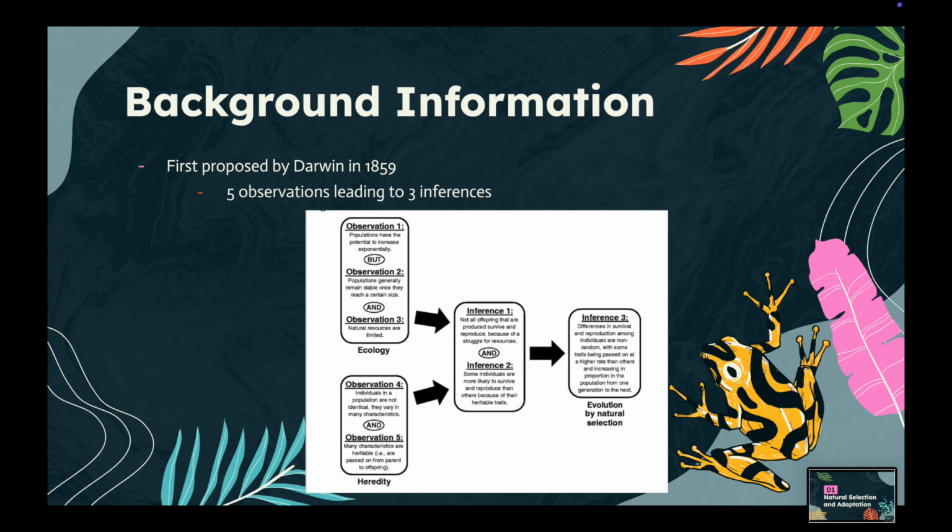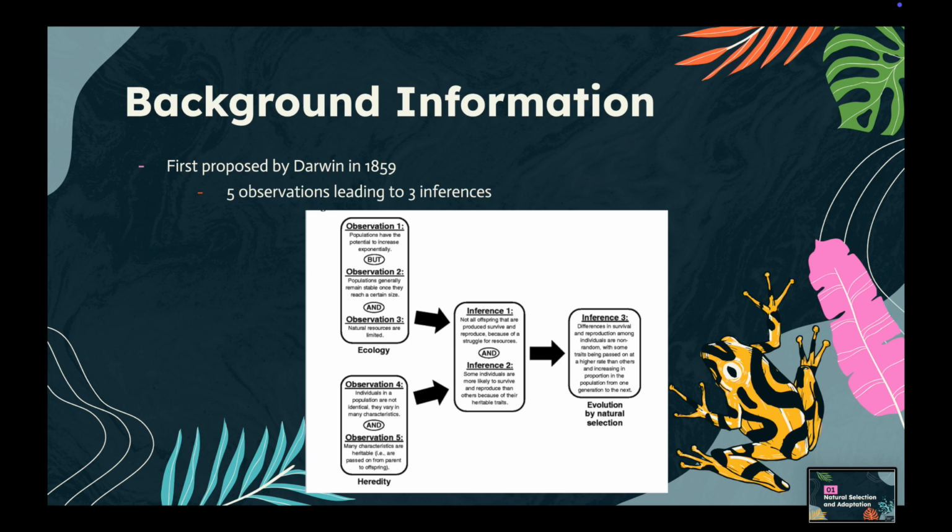Then observation 4 is that individuals in a population are not identical. They can vary in many characteristics. And observation 5 is that many characteristics are heritable, aka they are passed from parent to offspring. Those were his 2 observations about heredity, and those 2 led to inference 2: some individuals are more likely to survive and reproduce than others because of their heritable traits.